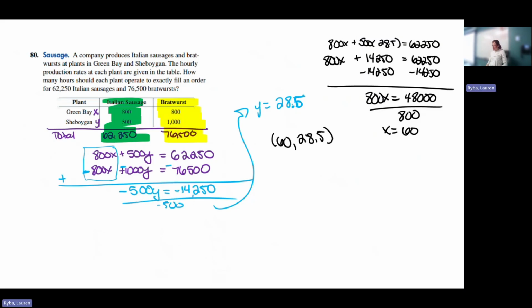What does that mean in real world meaning? I'm going to do 60 hours at Green Bay and 28 and a half hours at Sheboygan.